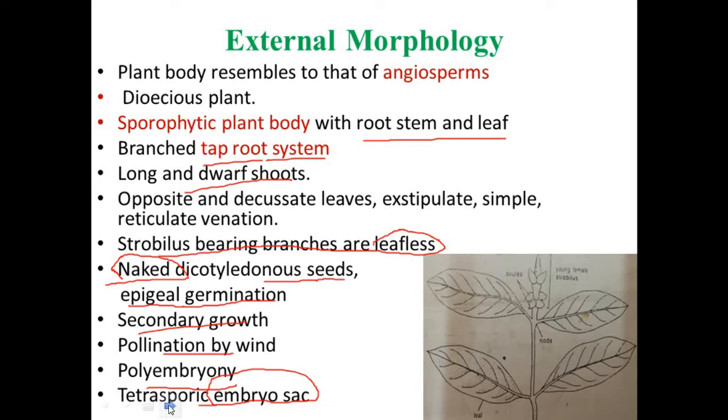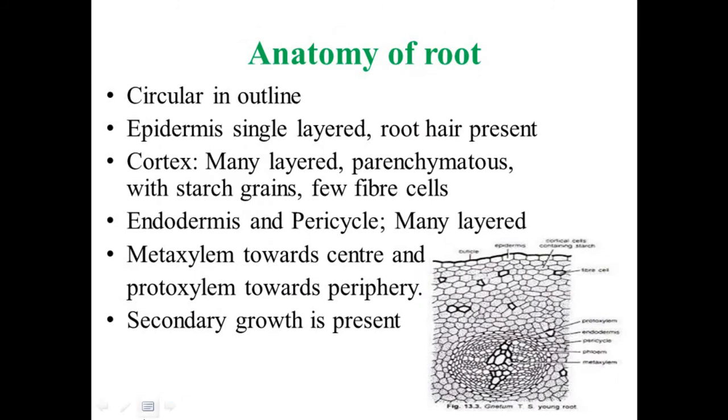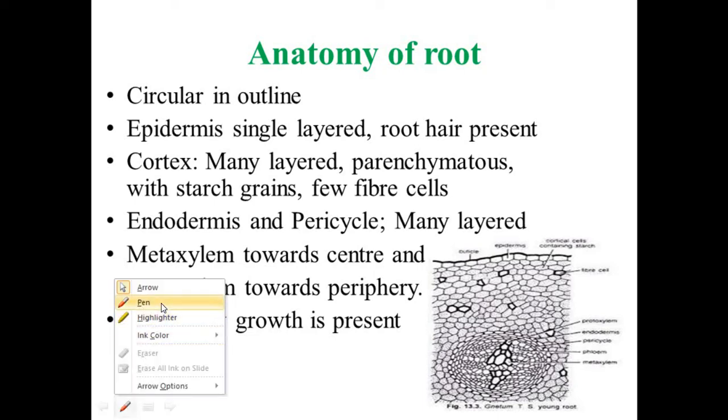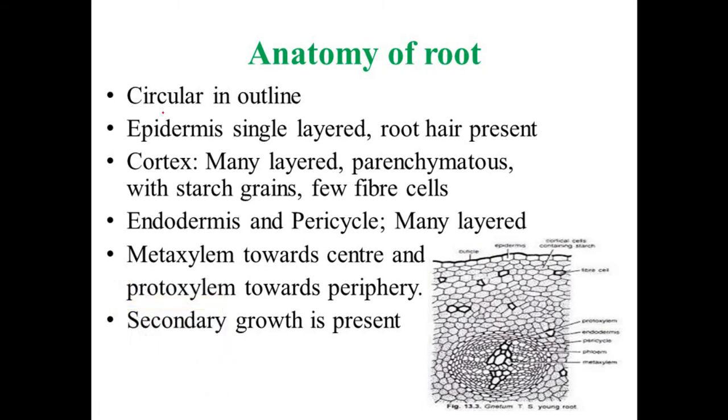Then about anatomical structure, when we are going to discuss, first let's concentrate on the structure of root. So this root is circular in outline, and it shows a single layered epidermis. It is with root hairs, whereas the cortex is many layered parenchymatous with starch grains and few fiber cells. Endodermis and pericycle are many layered.